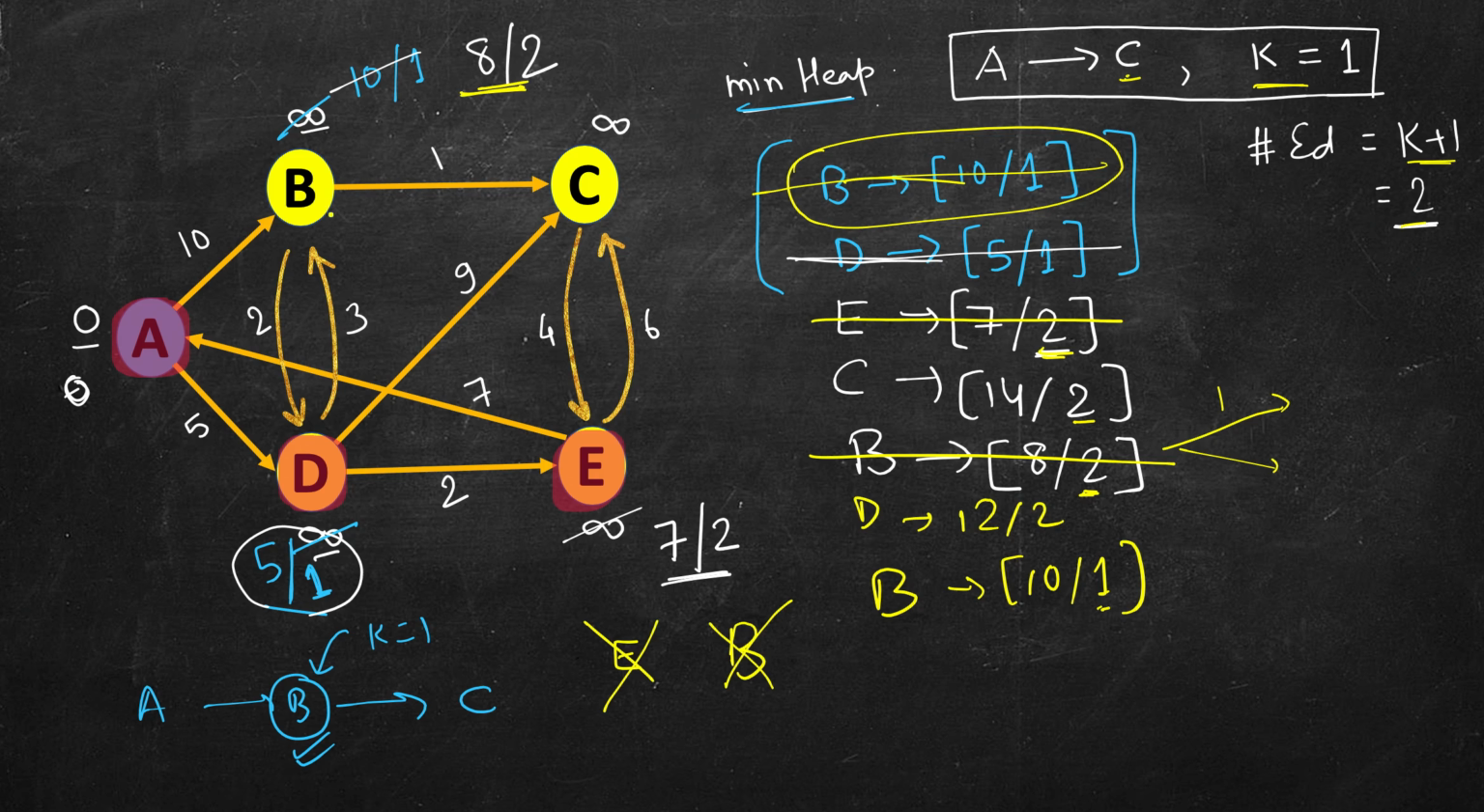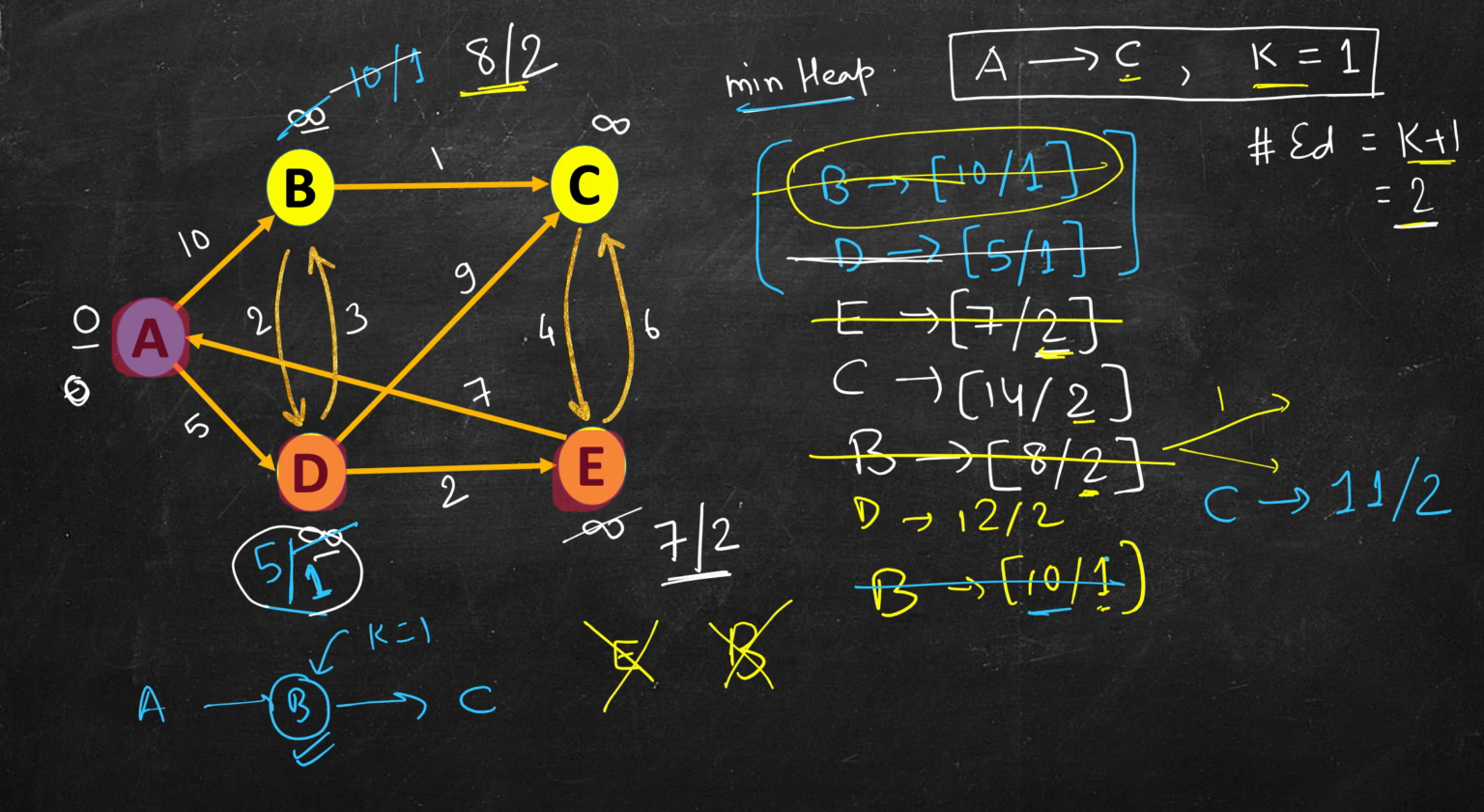And the other neighbor of B is C, which we will insert again. So C will be 10 plus 1, which is 11, and the number of edges will be 2. So now we are done with B.